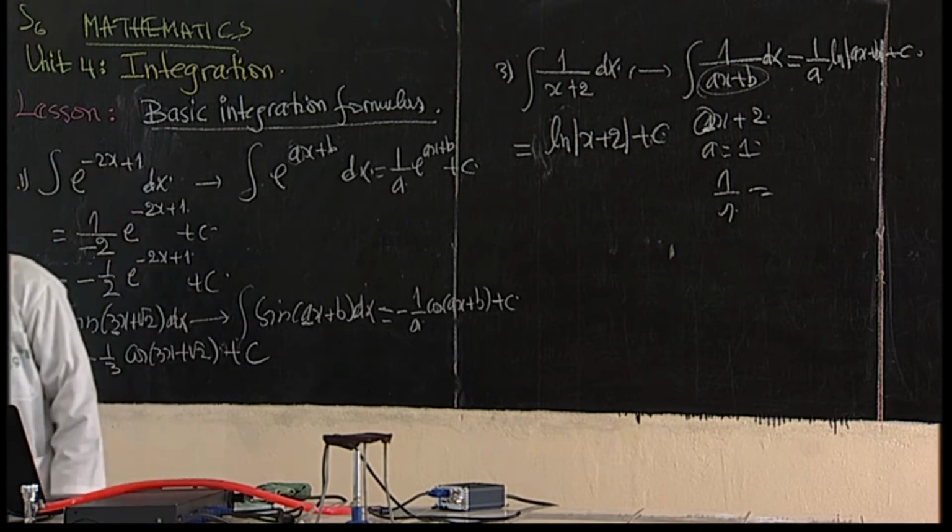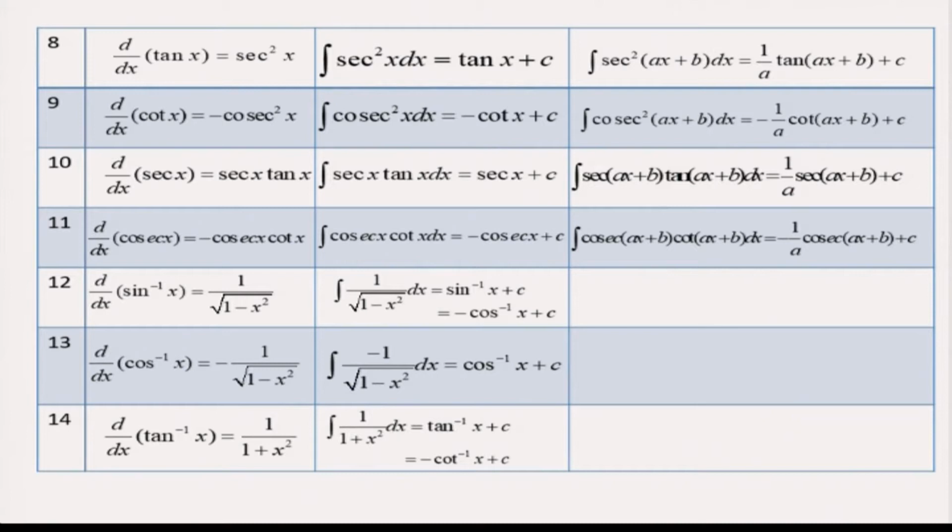We move on to formula number 8. You know that when you differentiate tangent of x, you get sec squared x. This means that the integral of sec squared of x dx is equal to tan x plus c. Then if we have an expression like sec squared of ax plus b dx, because of this a, which is the coefficient of x, remember that x is the variable of integration, I'll have 1 divided by a tangent of ax plus b, then plus c. Isn't it? Let me give you an example for that.